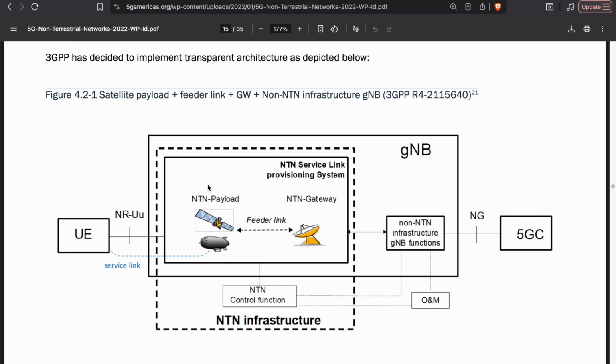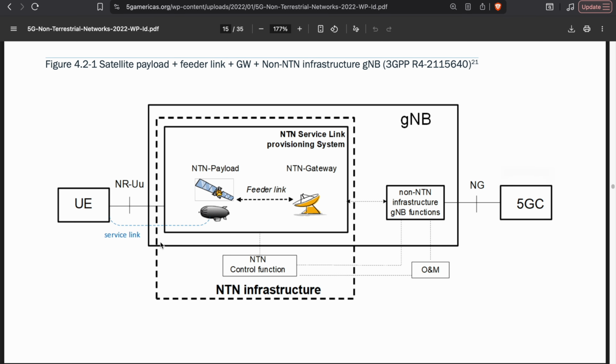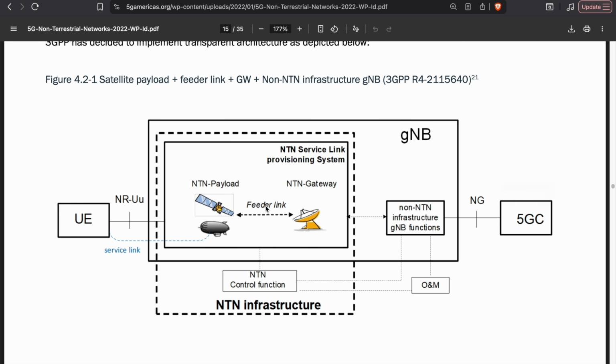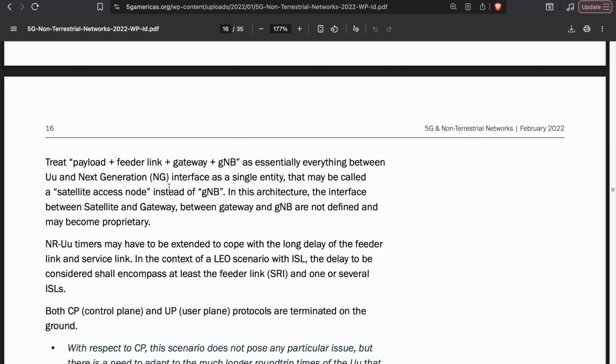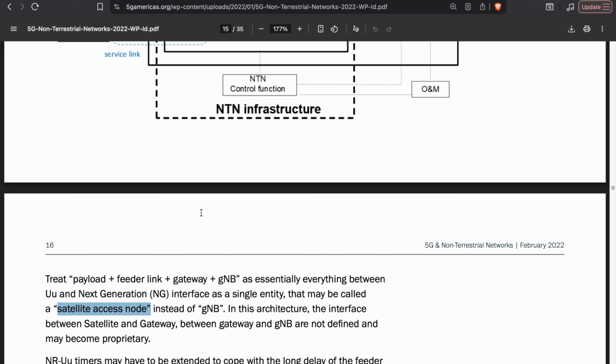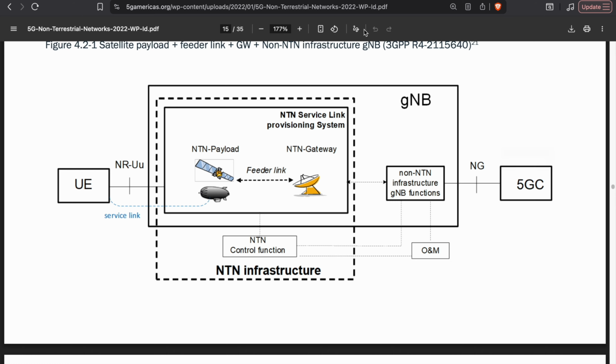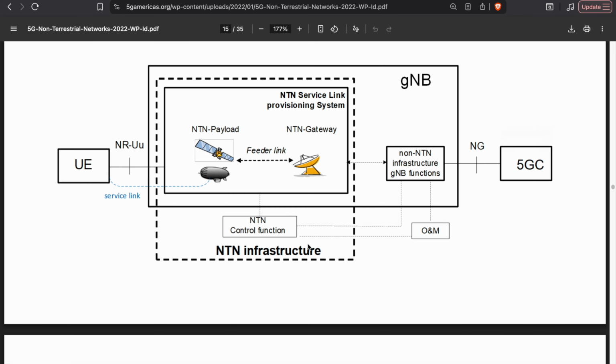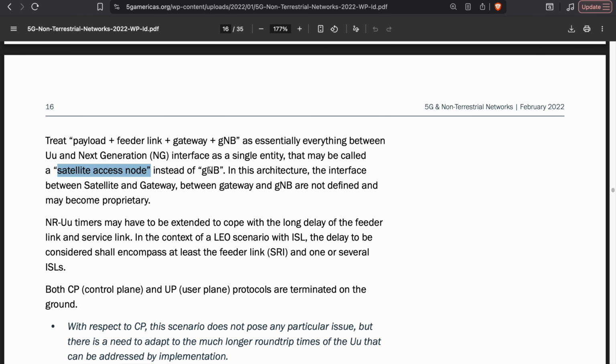We have the UE, we have the 5G core, and in between we have the gNodeB. So you can consider that we have the service link over here as well and the feeder link over here as well. And you can consider the whole payload plus feeder link plus gateway plus gNodeB as a satellite access node instead of a gNodeB itself. So if you see this whole gNodeB part along with the dotted area, you can consider this as a satellite access node, which in a terrestrial network we call a gNodeB. This is somewhat similar.